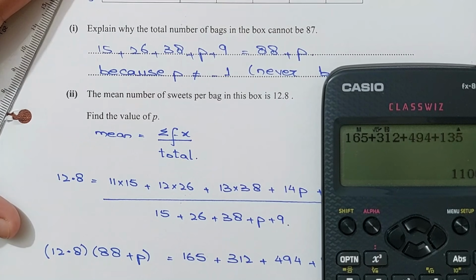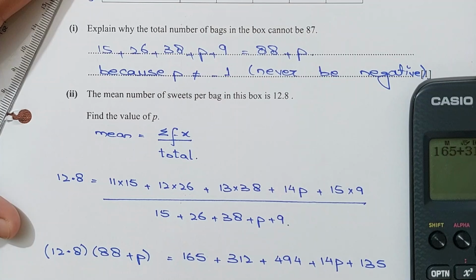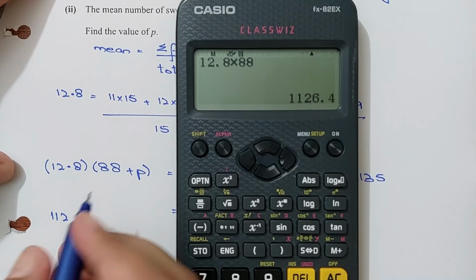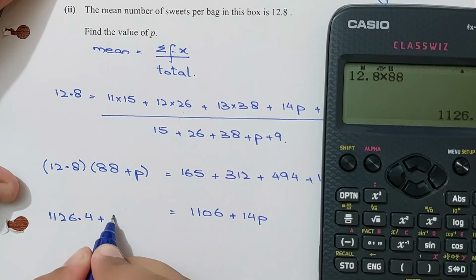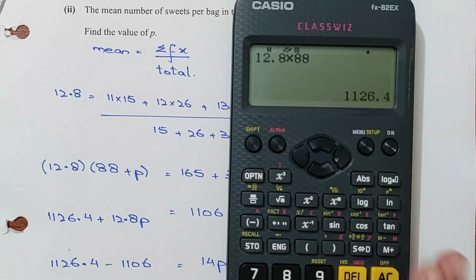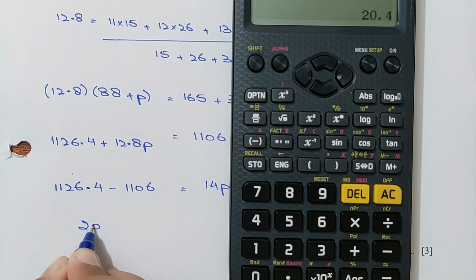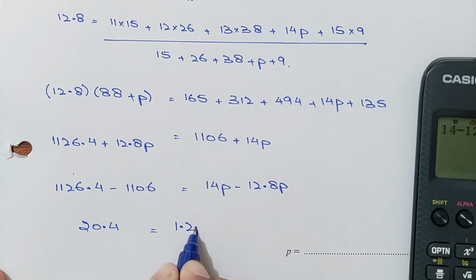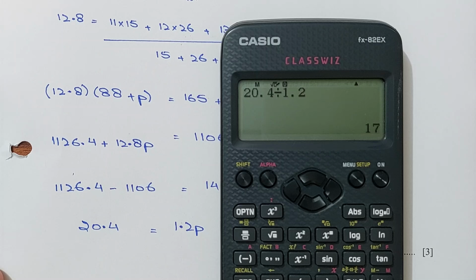Okay, 1106 plus 14P. Here we have 12.8 times 88, 1126.4 plus 12.8 times P, right? Combining the P terms and the constants, let me shift the P to the right side. 1126.4 minus 1106 equals 14P minus 12.8P. 1126.4 minus 1106 is equals to 20.4. This would be equals to 14 minus 12.8, which is 1.2P. Okay, dividing by 1.2, 20.4 divided by 1.2, so the value is 17.